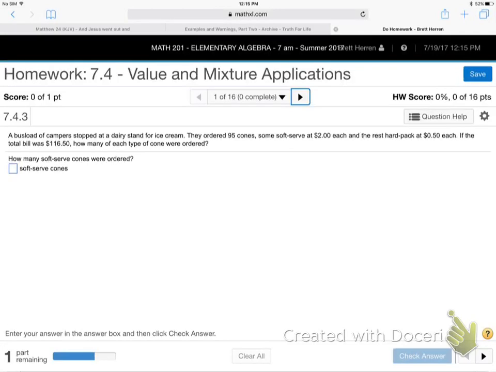So there it is. Value and mixture, which means money. Money is usually the thing of value. Value and mixture, money and mixture. Word problems. So here we go.